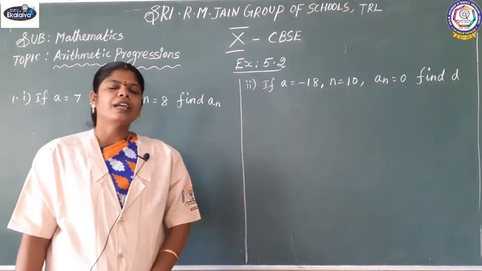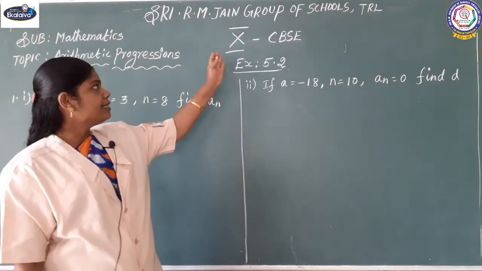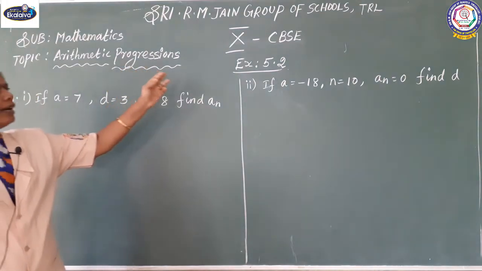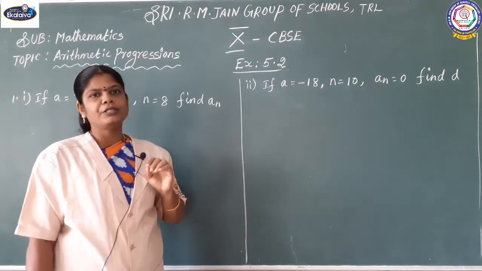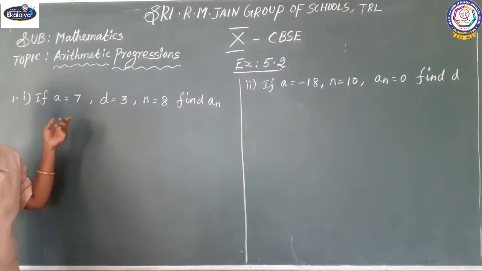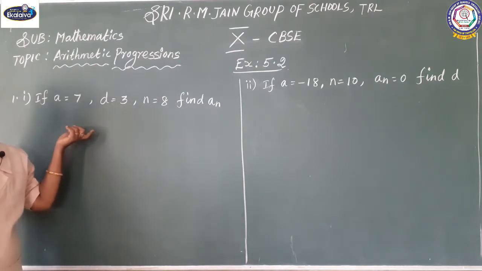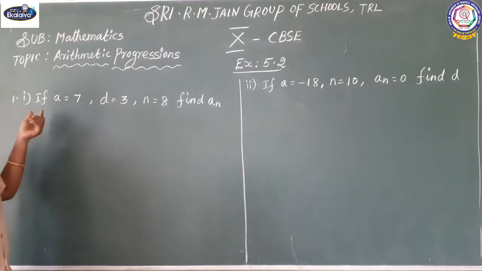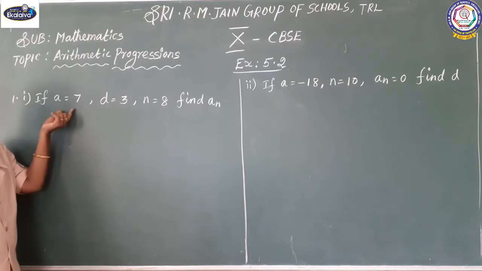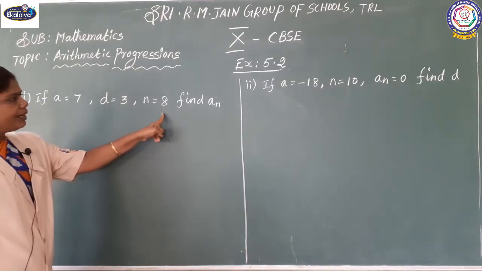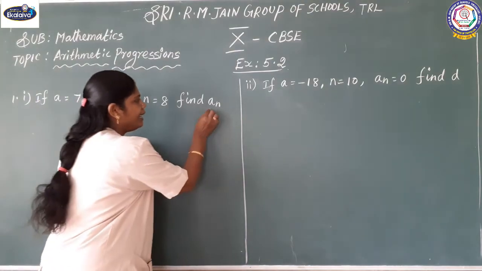Today we are going to learn 10th standard CBSE Maths, Arithmetic Progression, Exercise 5.2. First question, in the textbook it is given in the table column. Now I converted it into the question paper pattern. See the first one: if a equal to 7, d equal to 3, n equal to 8, find an.